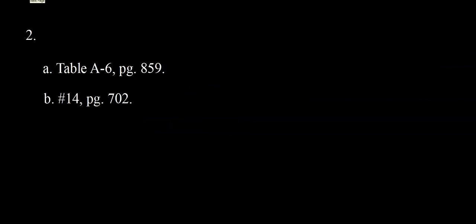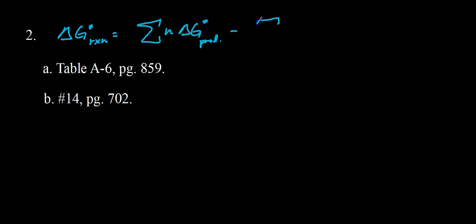All right, so the other way to calculate delta G is kind of like what we did with delta H and delta S, where we are going to use the delta G of formations of each of the substances involved in the reaction, delta GFs. And so like always, we're going to do the sum of the delta GFs of the products minus the sum of the delta GFs of the reactants.